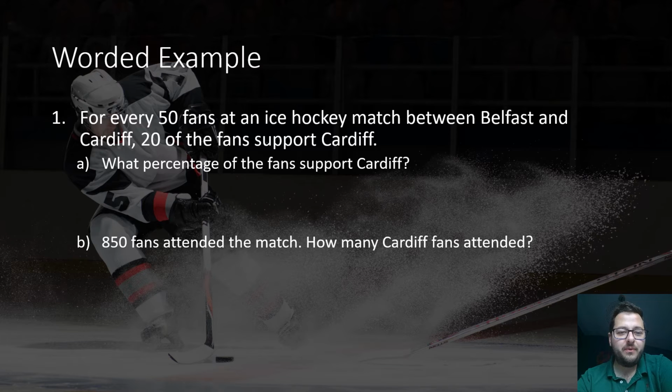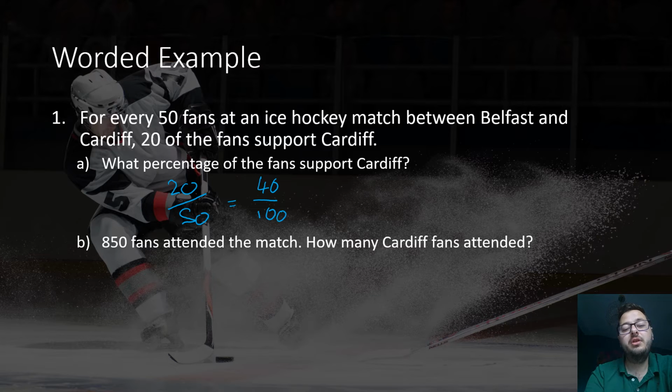Alright, so number 1, for every 50 fans at an ice hockey match between Belfast and Cardiff, 20 of the fans support Cardiff. And part A says, what percentage of the fans support Cardiff? Well, we know out of 50, 20 support Cardiff, so 20 out of 50. And because it's out of 50, you think, well, to get 100, I'll just double it. So that's the same as 40 out of 100, which is 40%.